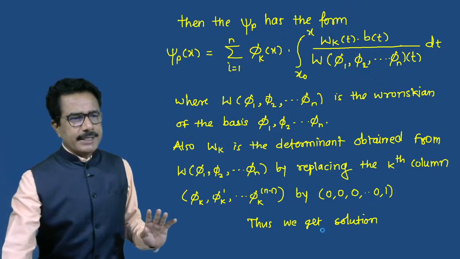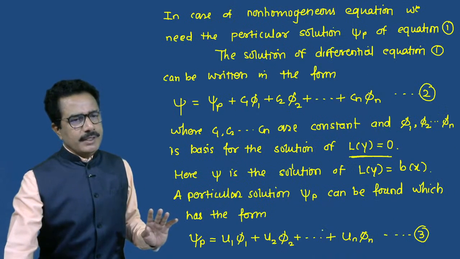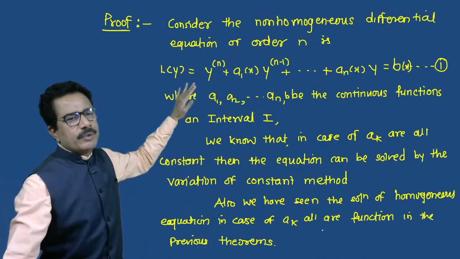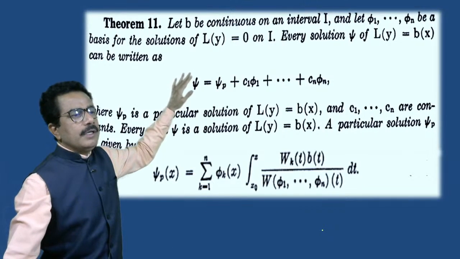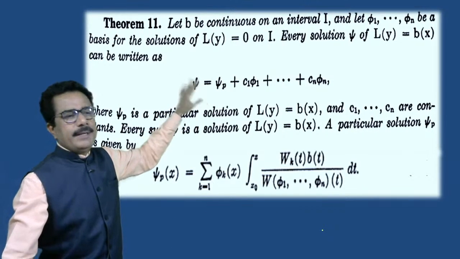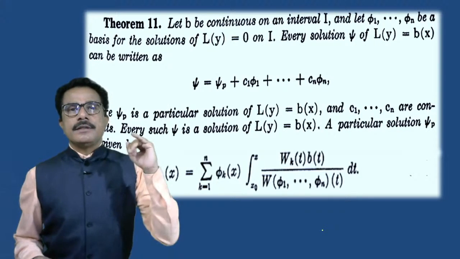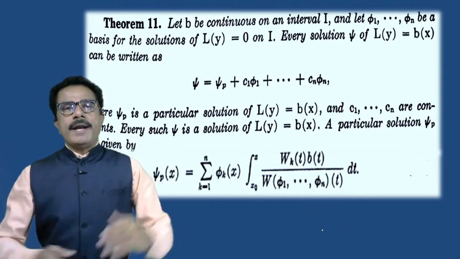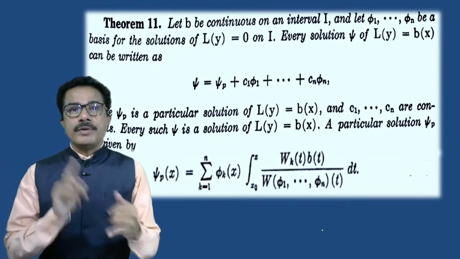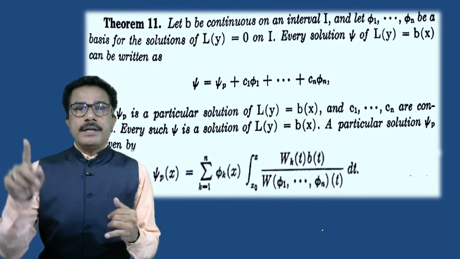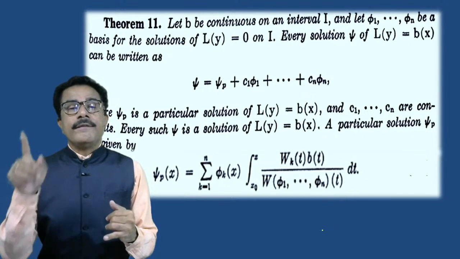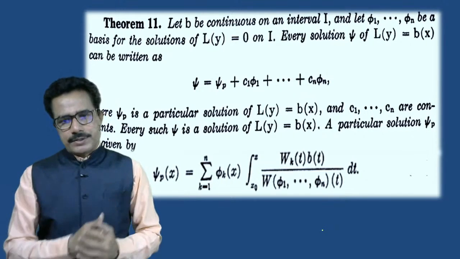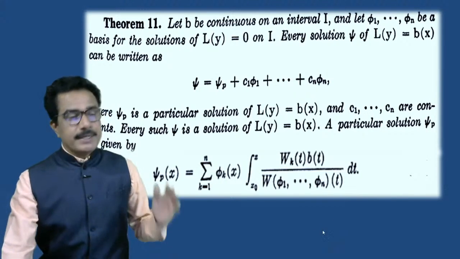This is how the solution of the theorem is obtained. See, this is a very important theorem. You must know it. Theorem number 11. This theorem number 11 is based on how to find the solution of a non-homogeneous differential equation of order n with variable coefficients. Okay, now see, this completes the proof.